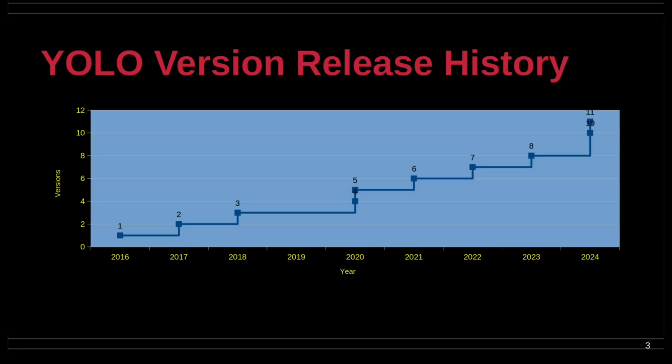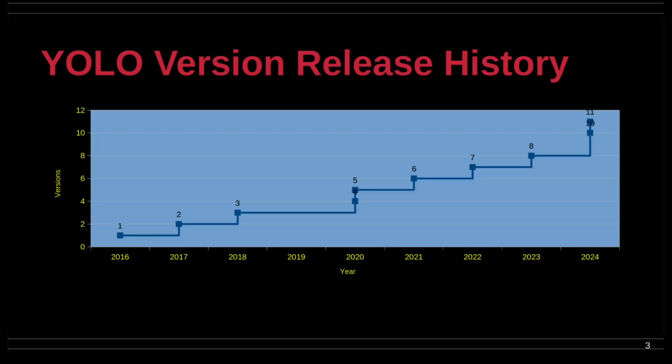YOLO V4 in 2020 incorporated various techniques like data augmentation, bag of freebies, and bag of specials. It achieved state-of-the-art performance in object detection. YOLO v5 in 2020, developed by Ultralytics, a popular open source implementation that focused on simplicity and efficiency. It achieved competitive performance with less complex architecture.